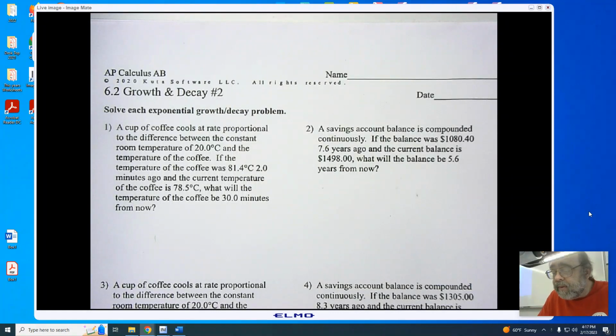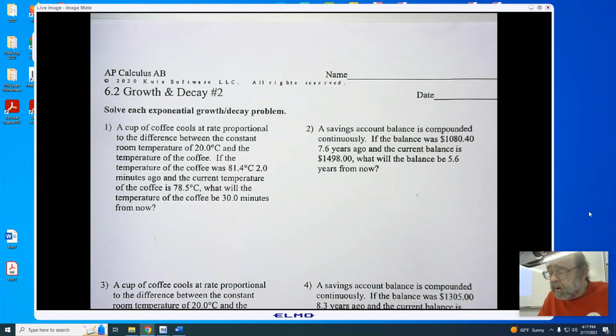I'm going to be going over the 6.2 Growth and Decay worksheet number 2. Please be aware this second worksheet is trying to help you to recognize the difference between the restricted growth exponential and the standard growth exponential, like continuously compounded, as opposed to Newton's law of cooling.